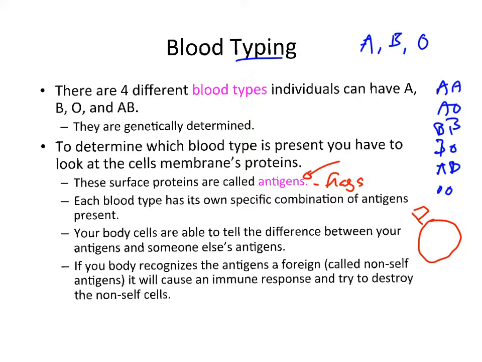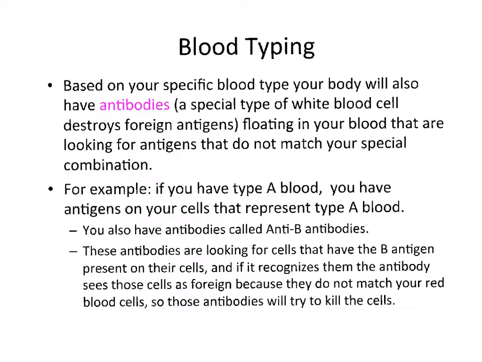And so your body, if you get blood from somebody else, can identify whether that's the proper blood type by looking at the flags. And if you have somebody else's flags, so if you're type B blood and there's blood cells floating around that have little A flags on them, your body will identify that and mount an immune attack. And your body does that by releasing what are called antibodies. Okay, these are special proteins that are floating around in your blood all the time, and they're looking to identify and destroy foreign antigens.